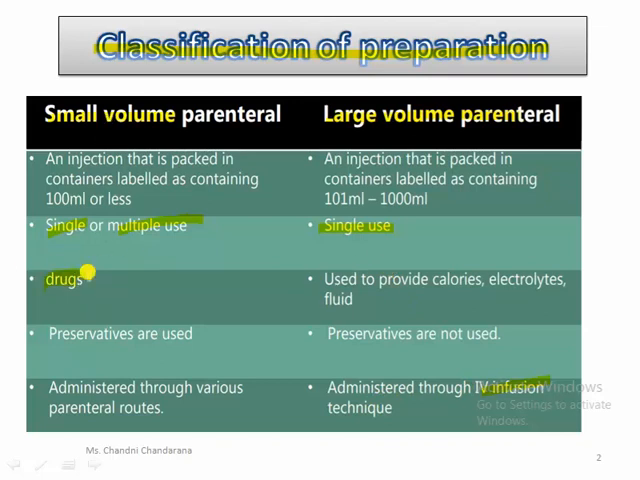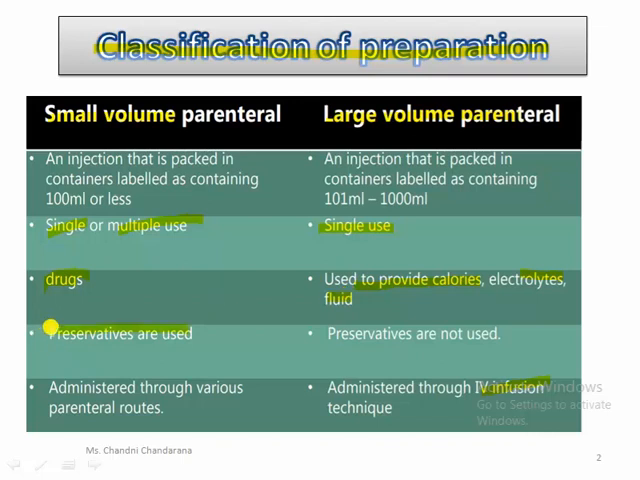Now, for small volume parenteral preparation, we are using it as a medicament, to treat some disease. But what is the use of large volume parenteral? It is used to provide calories, electrolytes, or fluid. The patients who are not able to eat food because of some gastrointestinal problems can use this kind of large volume parenteral preparation.